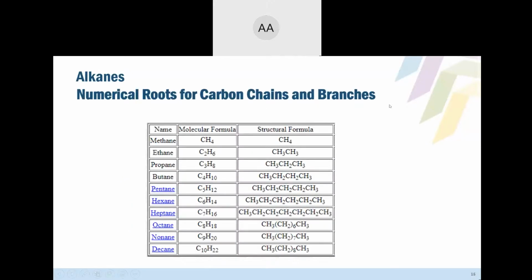Okay, so let's have a look at the numerical roots for carbon chains and branches. This is something that we often work with our students in terms of learning the molecular formulas and the names that go alongside them. So, of course, one carbon is methane. Two carbons, ethane. Three carbons, propane. Four carbons, butane. Five carbons, pentane. Six carbons, hexane. Seven carbons, heptane. 8 carbons, octane. 9 carbons, nonane. And 10 carbons, decane.